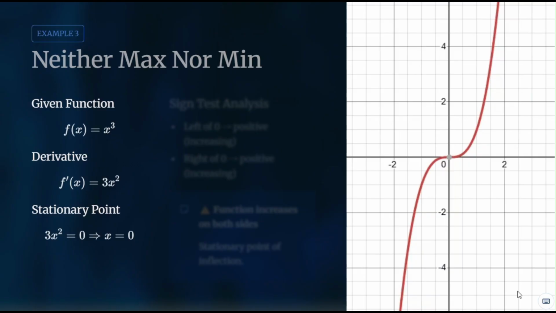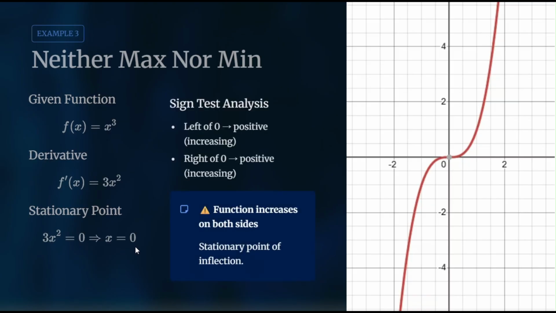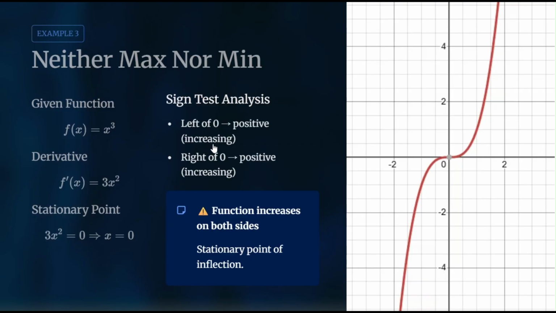Now, given the function f of x equals x cubed, if we find the derivative, f prime of x is 3x squared. Setting 3x squared to be equal to 0 and solving for x, you'll find that x is equal to 0. So using the sign test, on the left of 0, you could pick any point. Let's say you pick x equals negative 1. You'll find that the derivative is positive, meaning the function is increasing. And the derivative is also positive on the right of 0. So let's say you pick x equals 1. Once again, the derivative will be positive, and therefore that means that the function is increasing.